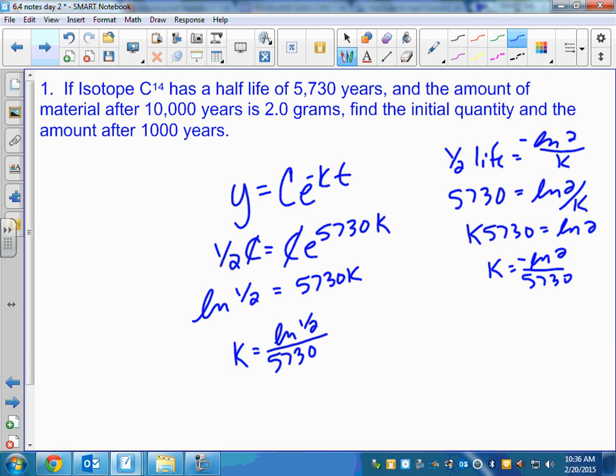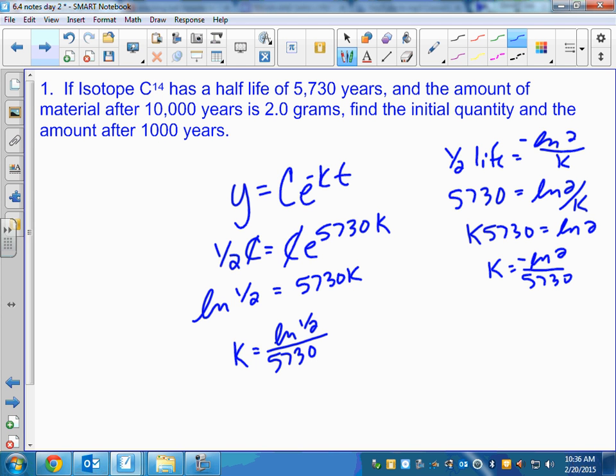Again, if they ask you to tell you what is k, I think this, or however you want to write this, is the exact answer. If you're going to type this in your calculator as a decimal when you're working out other stuff, remember to use a lot of decimals.